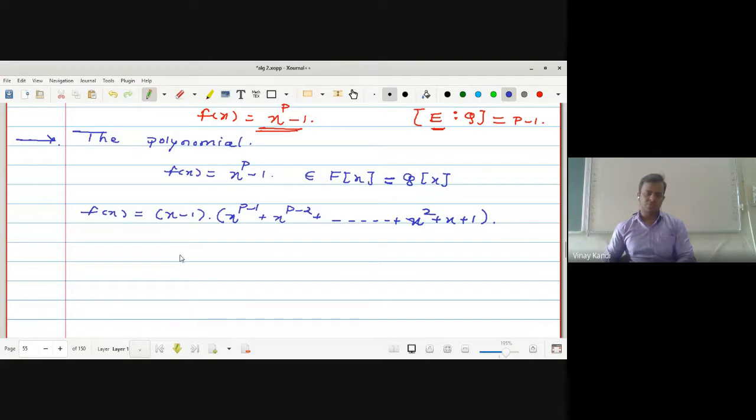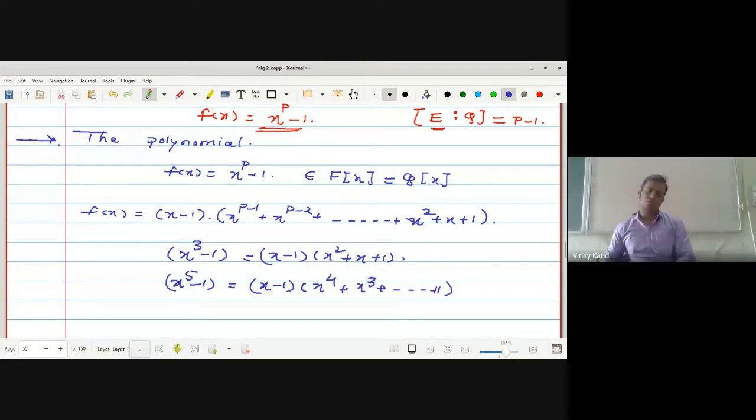For example, suppose x cube minus 1. What is the formula of this one? x minus 1 and x square plus x plus 1. What is the formula of this one? x minus 1 and x raised to 4 plus x cube plus x square plus x plus 1.